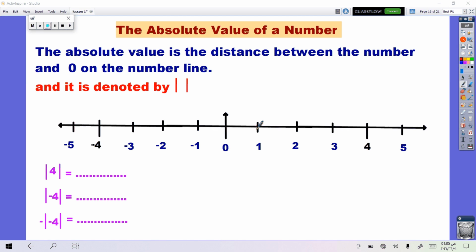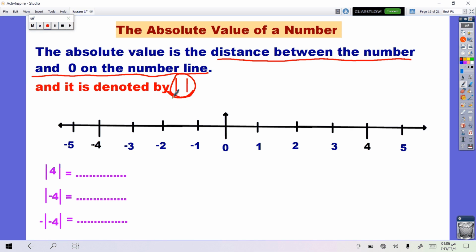What does absolute value mean? The absolute value is the distance between the number and zero on the number line, or the number of jumps from the number to zero. And this absolute value is denoted by two bars like this.